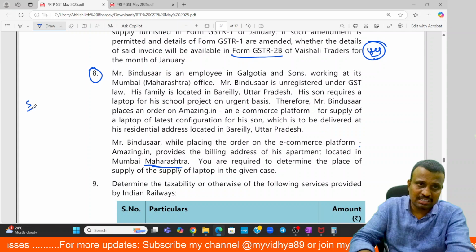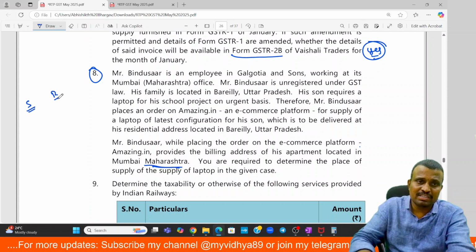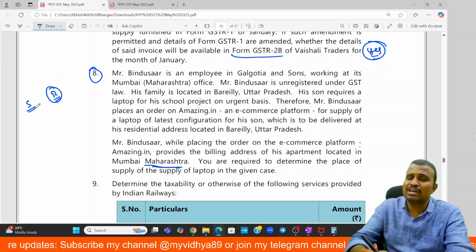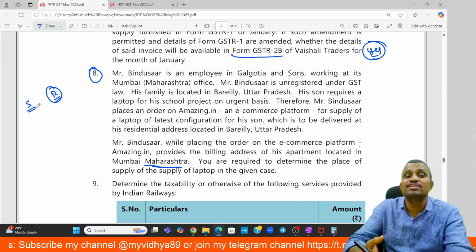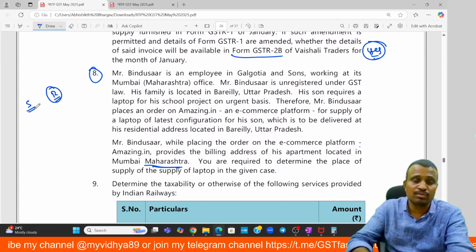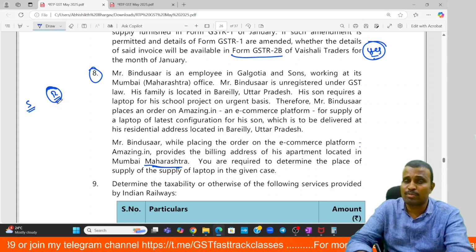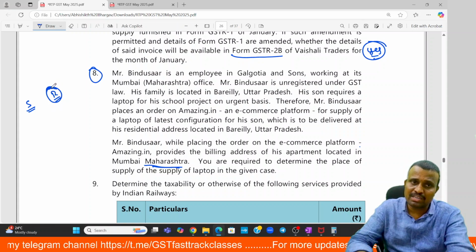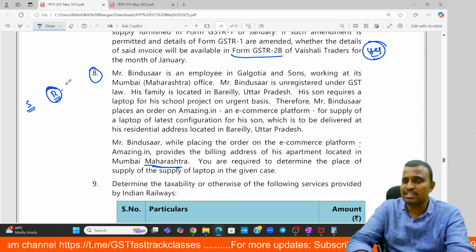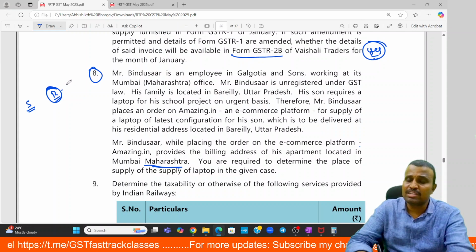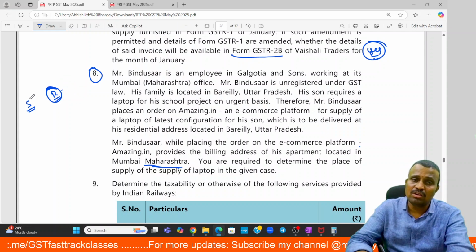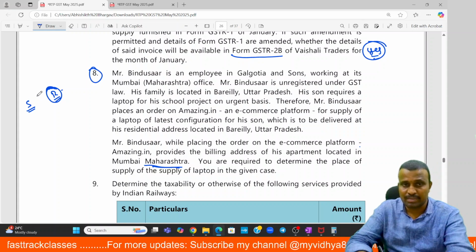Supplier and recipient are there. So we are making the supply through the ECO. In that case, whether the recipient is providing the address. If the recipient address is available, the location of the recipient is the place of supply. If the recipient address is not available, the location of the supplier is the place of supply.